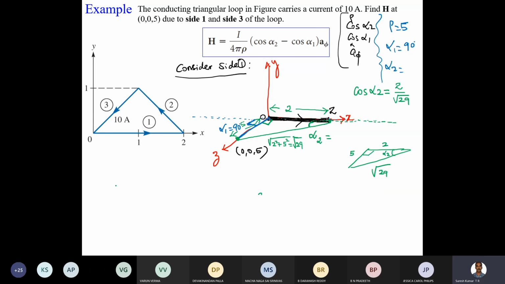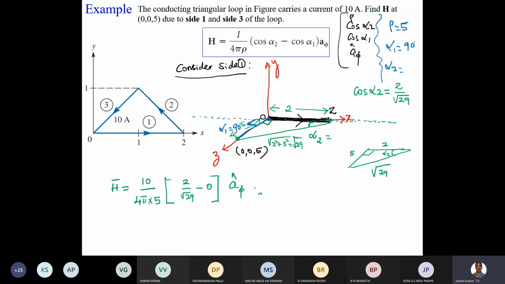Now, if you want, we can write this answer. H vector is equal to, what is I? I is 10 amps divided by 4 pi rho. Please listen to the screen. 4 pi into rho. Rho is 5. How much is cos alpha 2? Cos alpha 2 is 2 over square root of 29 minus cos alpha 1, which is cos 90 degree, right? Alpha 1 is 90 degree. So cos 90 is 0. Okay, so this is also correct.